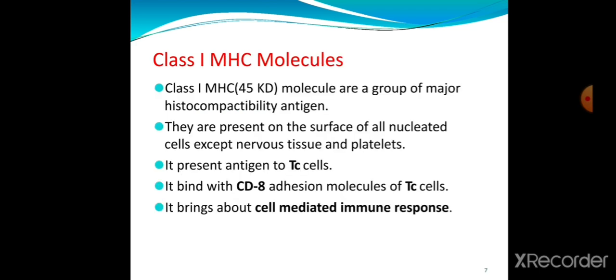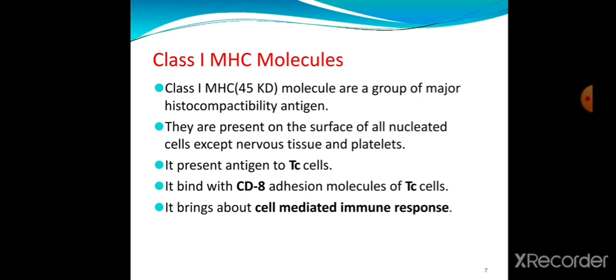Now, class 1 MHC molecules. Class 1 MHC, 45 kilodaltons, are a group of major histocompatibility antigens. They are present on the surface of all nucleated cells except nervous tissue and platelets. It presents antigens to TC cells. It binds with CD8 adhesion molecules of TC cells, the cytotoxic cells. It brings about cell-mediated immune response.